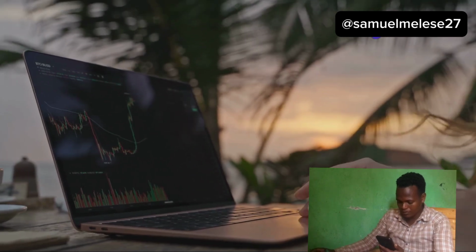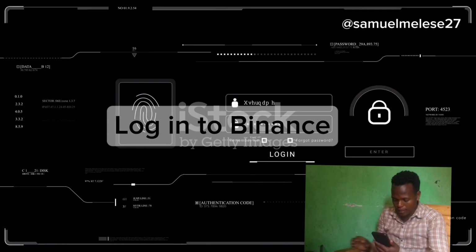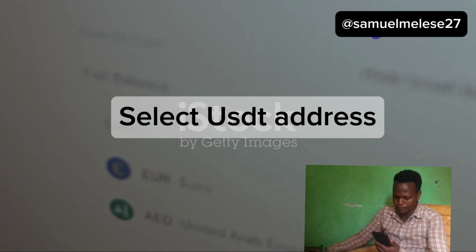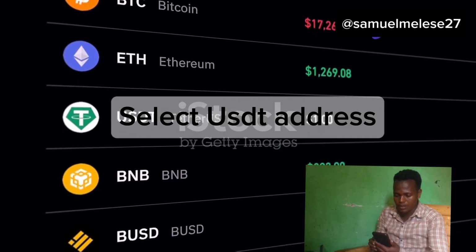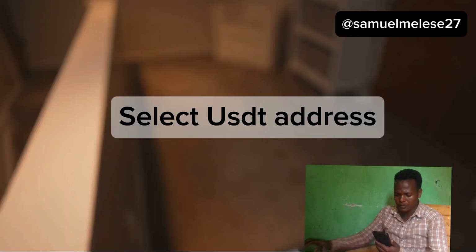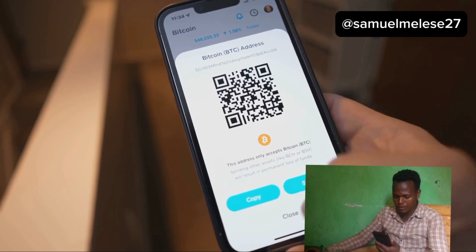Transferring USDT from Bitigate to Binance is a straightforward process when you follow the right steps. First, log into your Binance account and navigate to your USDT wallet. Click on Deposit and select USDT as the cryptocurrency you want to deposit. Choose the appropriate network for your transfer, carefully considering the associated fees and processing times. Binance will provide you with a unique deposit address and, if required, a destination tag or memo.